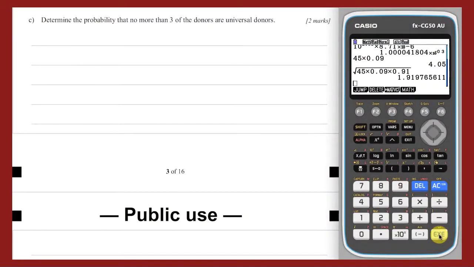Part C. This part asks us to consider the situation where x, the number of universal donors within a sample of 45, is no more than 3. This means that x is distributed binomially with n equals 45 and p equals 0.09. We are interested in the probability that x is less than or equal to 3. This probability can be calculated using the statistics app of a CG50.